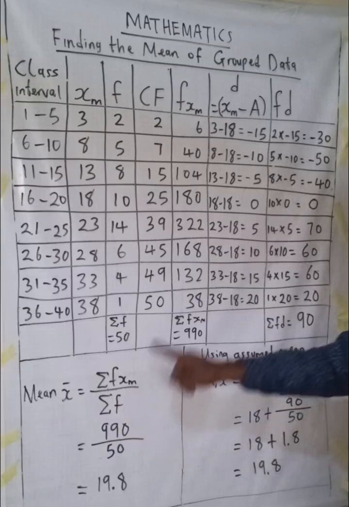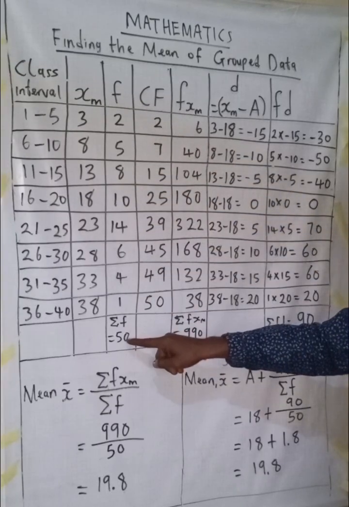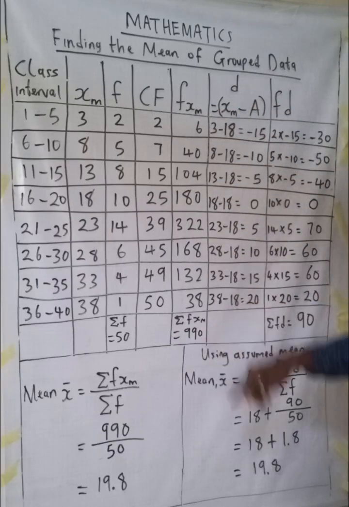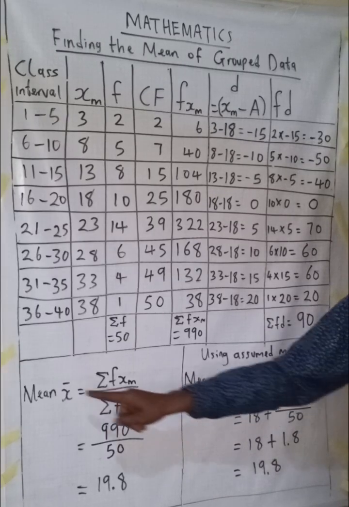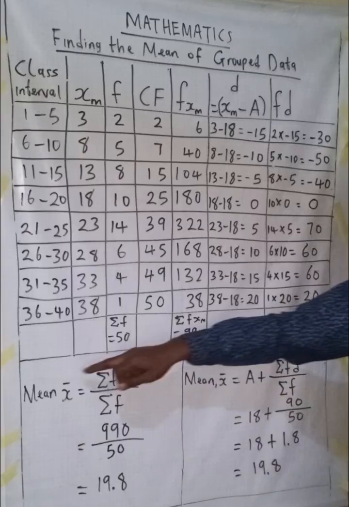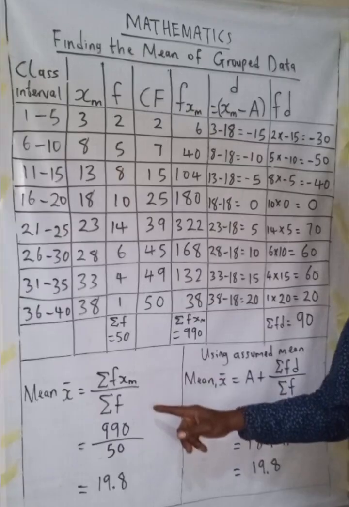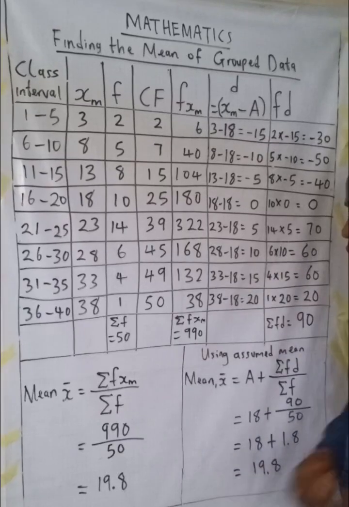Summation f is your what? 50. So add all the f, you have summation f equals 50. Add all the fx, you have summation fx, which is 990. And when you do this calculation, you have the mean, denoted by x bar. The mean is summation fx over summation f, which is 990 over 50, and we have 19.8.